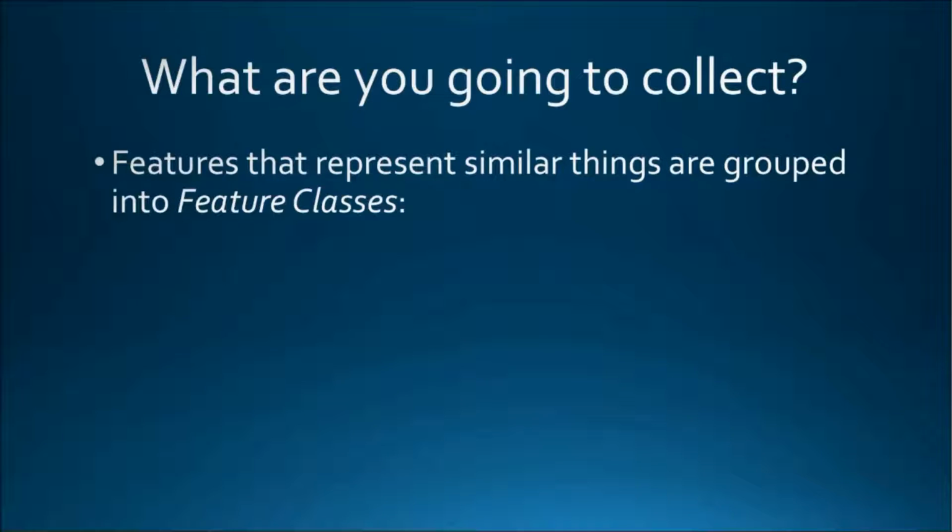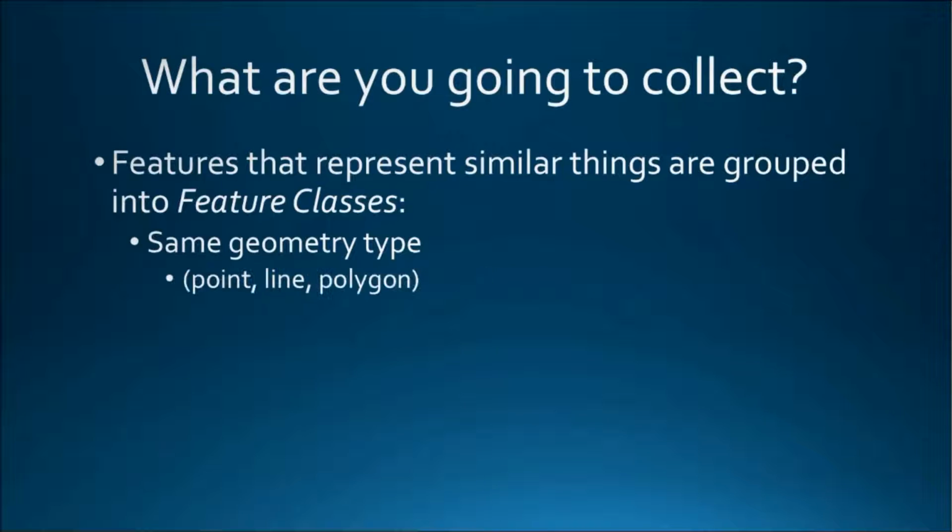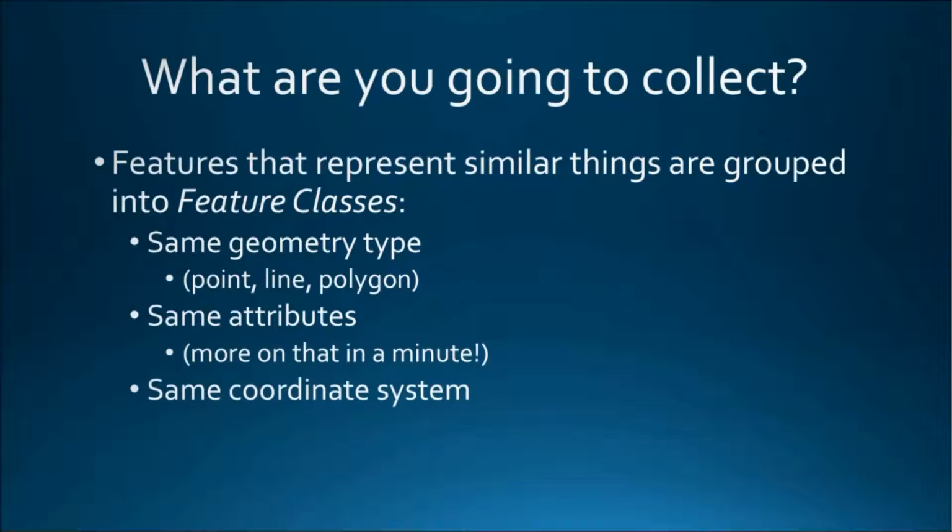So features that represent similar things are grouped into what we call a feature class. So for example, they all have to have the same geometry type. They all have to be points, lines, or polygons. They have to have the same attributes. And they have to have the same coordinate system, which we'll also talk about a little bit later too.